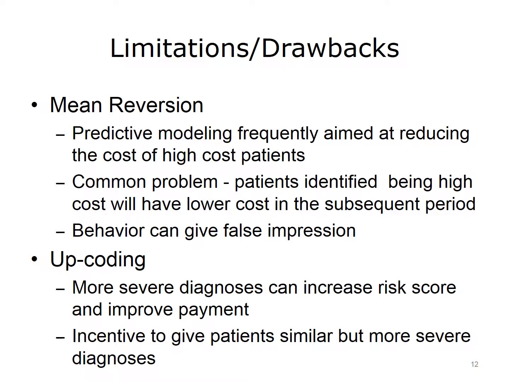The first is mean reversion. Because predictive modeling is frequently aimed at reducing the cost of high-cost patients, there exists a common problem whereby patients who are identified as being high cost will tend to have lower cost in the subsequent period. This behavior, referred to as mean reversion, can give the false impression that an intervention applied to these patients has reduced costs, when in fact, some reduction may have occurred regardless of any intervention.